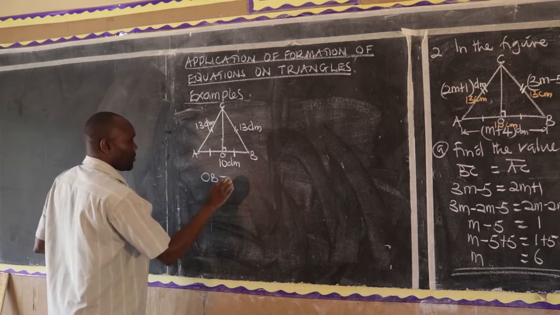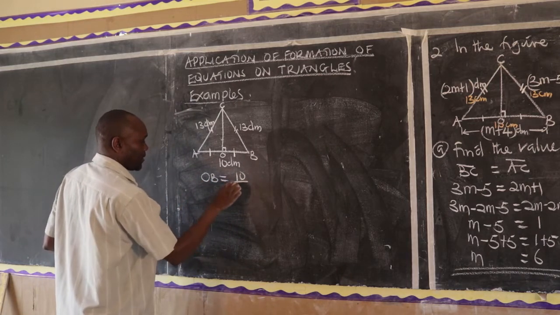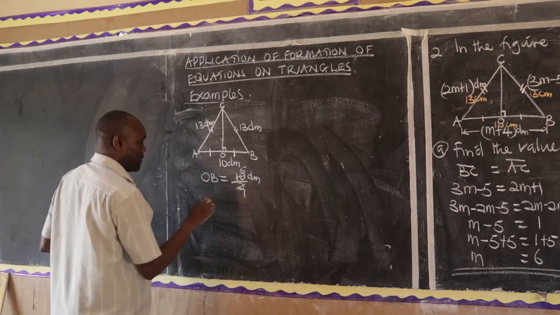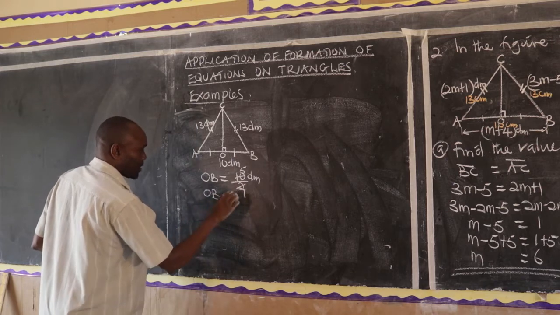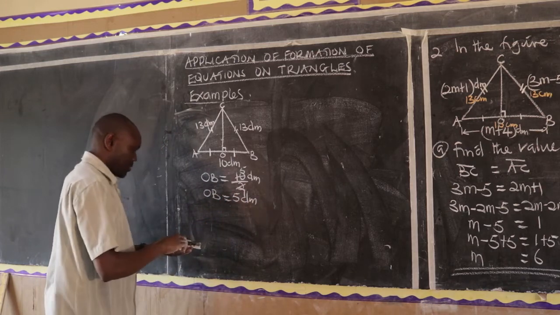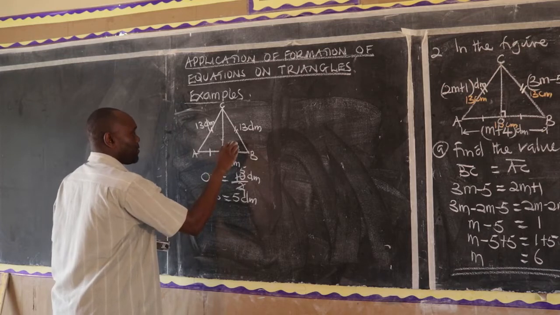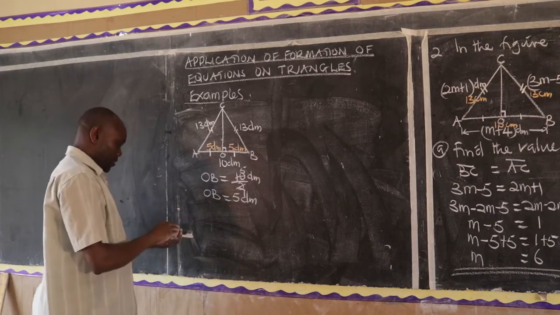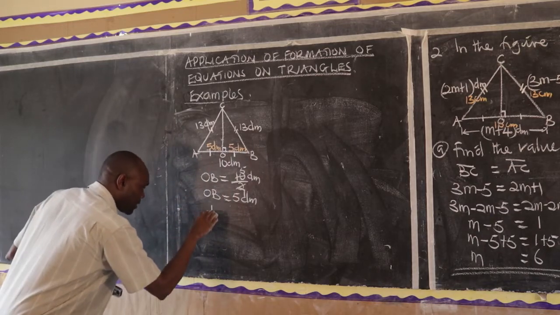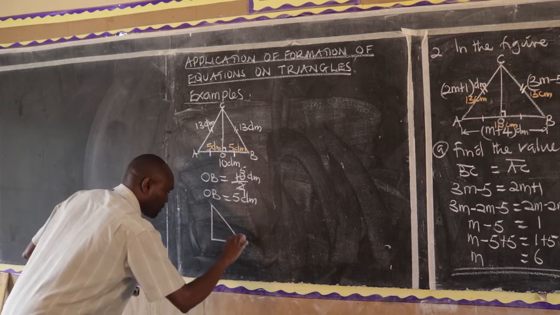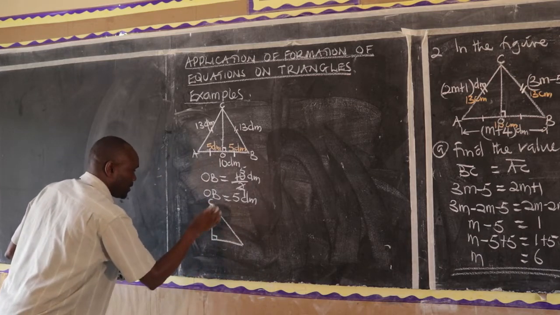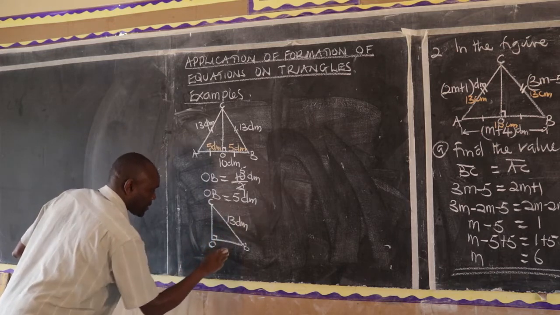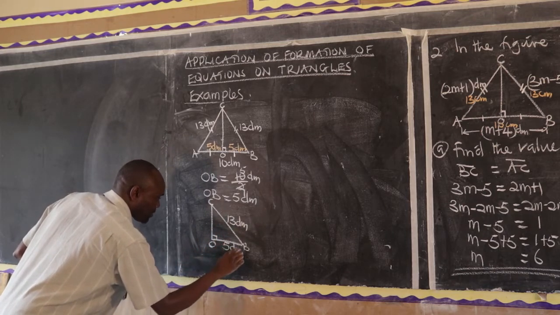Therefore, OB will be 10 divided by 2. And we shall get 5. So OB gives us 5 decimeters. So here now is 5 decimeters. Even here is 5 decimeters. So we pull out one right angled triangle. This is C, this is O, this is B. And this is our 13 decimeters. This is our 5 decimeters.